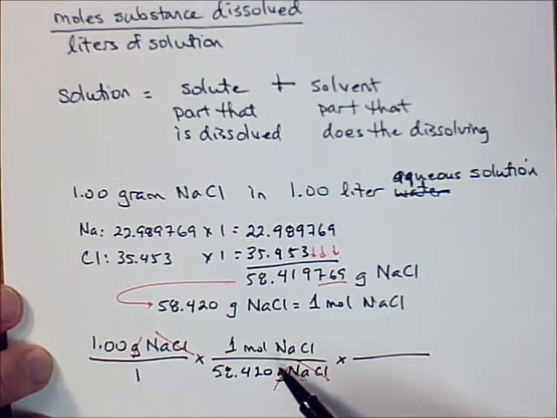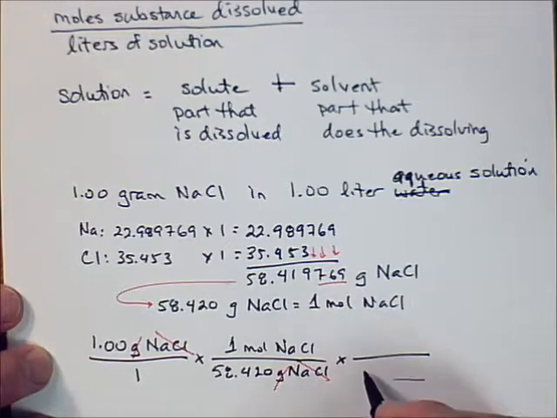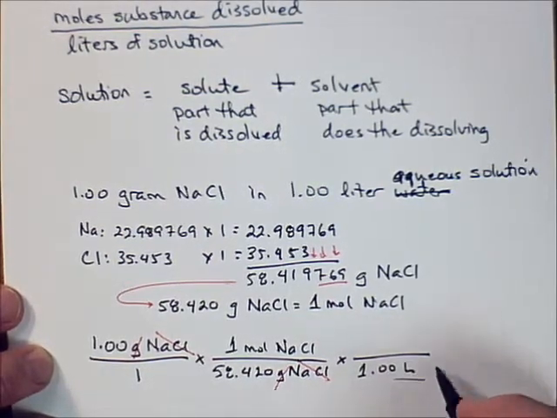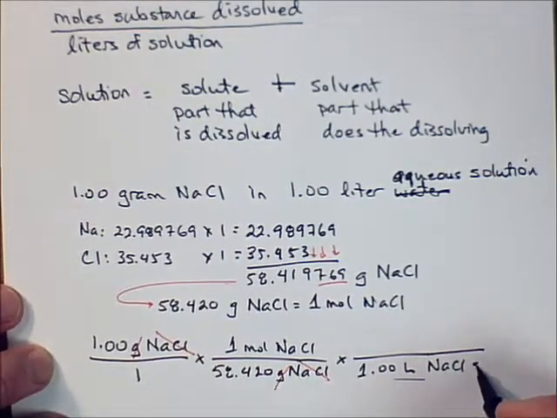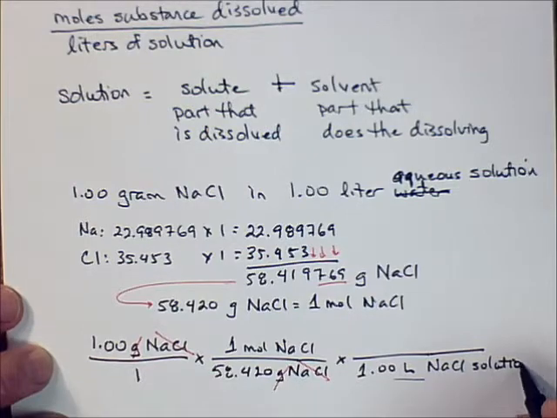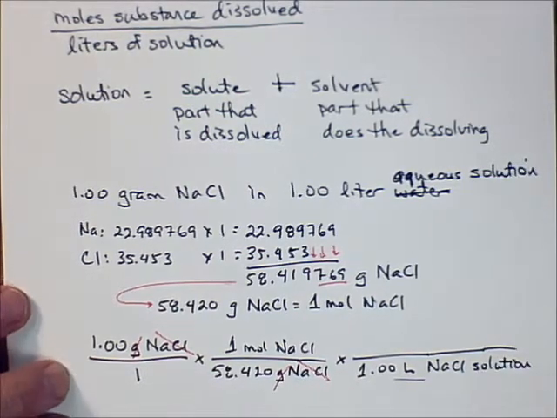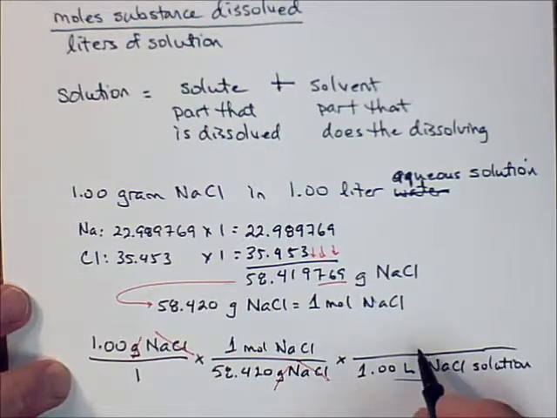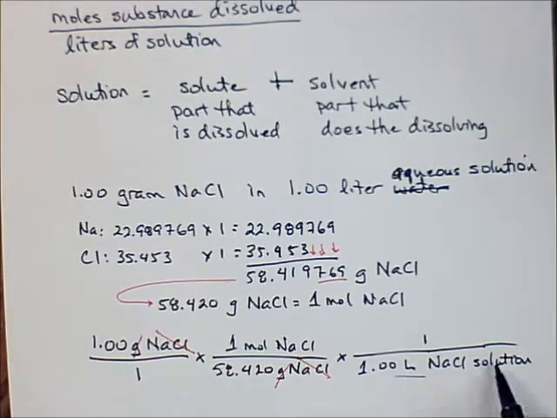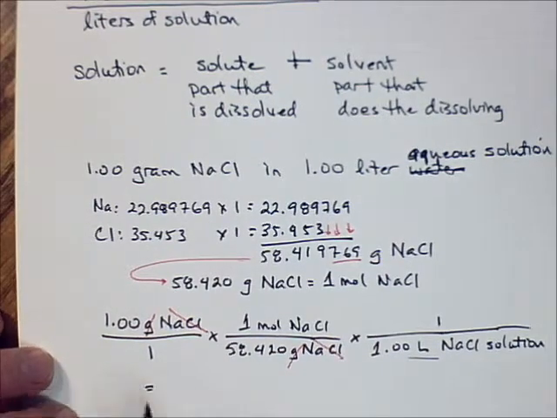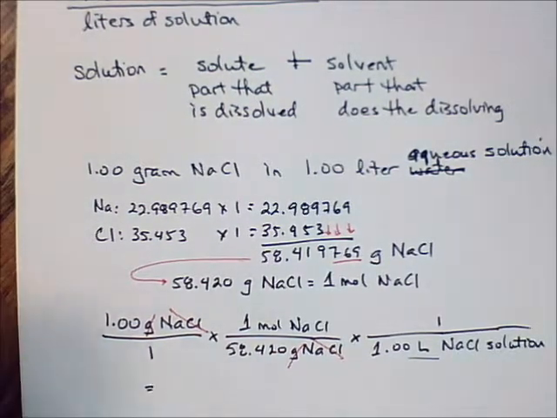So now we're going to put moles over liters. So we need the liters on the bottom here. 1.00 liters of this NaCl solution because we're dissolving the NaCl in the solution. Okay, so we're putting just that on the bottom. I could have put the liters of solution over here, would have given us the same answer. But let's do the math now.